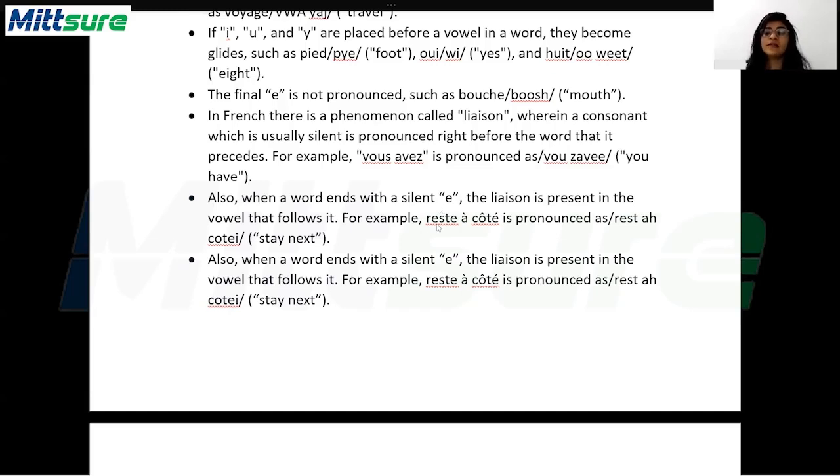Okay. For an example, in the word restekote, you can see that the first E will not be pronounced, so it will be rest. The A will be pronounced as ah, and kote has an acute accent on it, so it will become an E sound, so it will be koti. So this is rest-ah-koti. It means stay next.